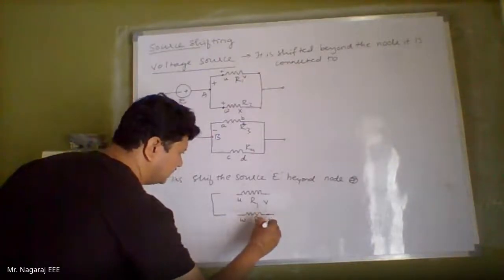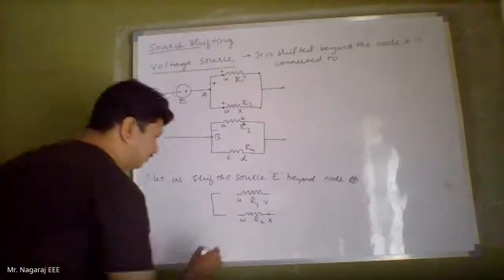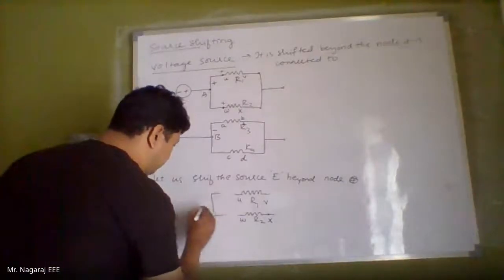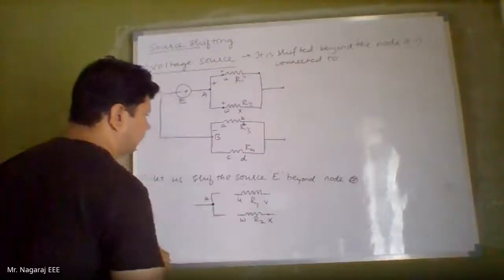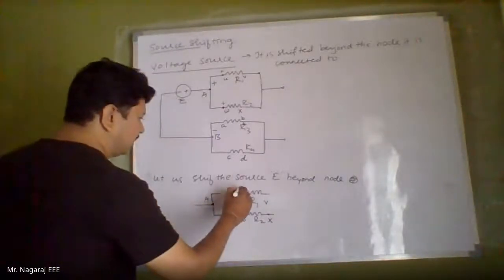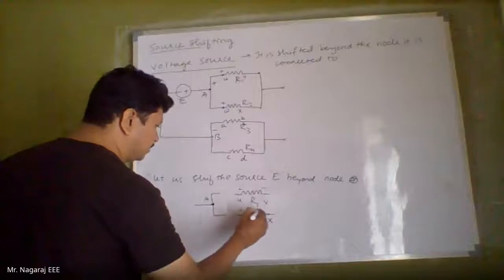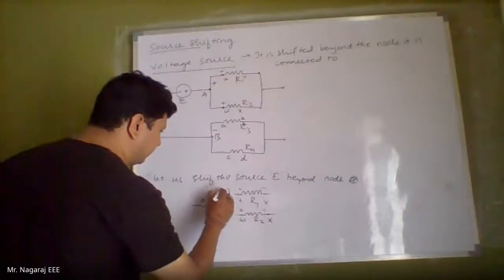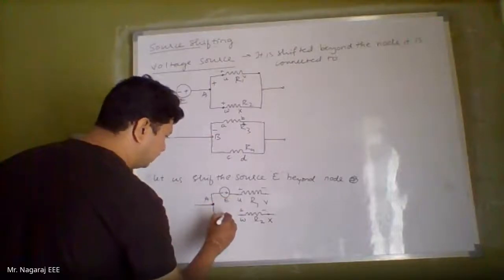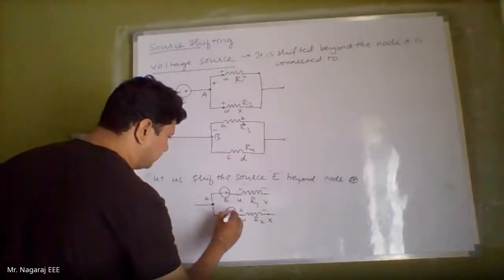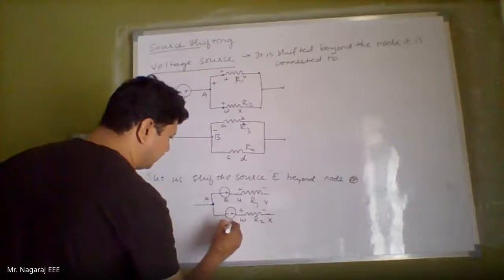W and this is X. This is node A. Now U should be at positive potential, W should be at positive potential. So therefore the source will be of this direction, plus and minus, plus, minus and plus.